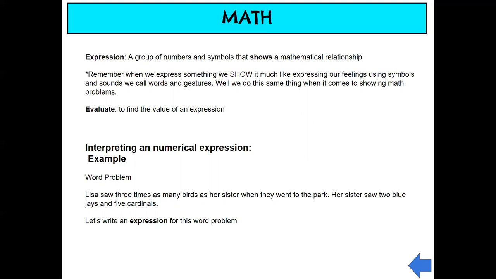So let's read, and you can read along with me. Lisa saw three times as many birds as her sister when they went to the park. Her sister saw two blue jays and five cardinals. So I'll give you just a few seconds to interpret this on your own and write down on a piece of paper your numerical expression for this problem.